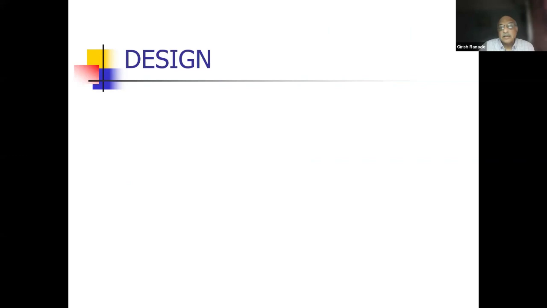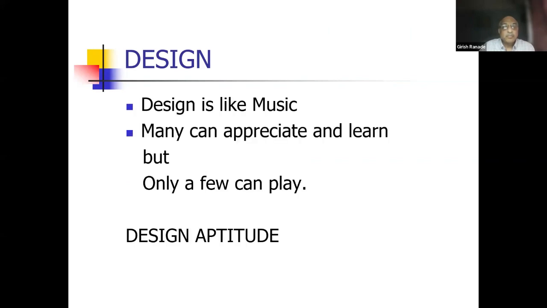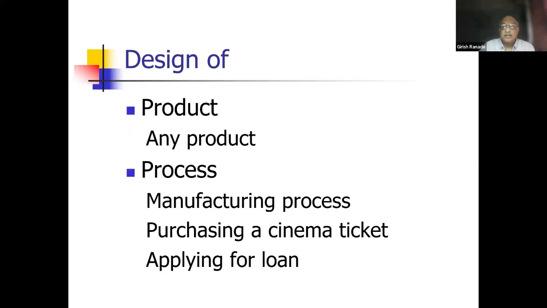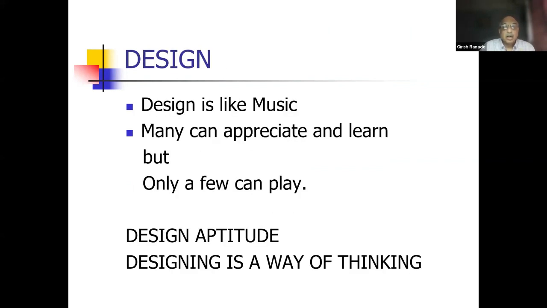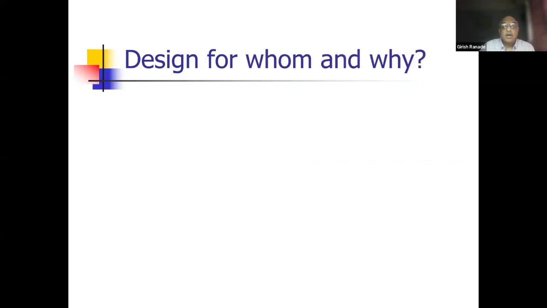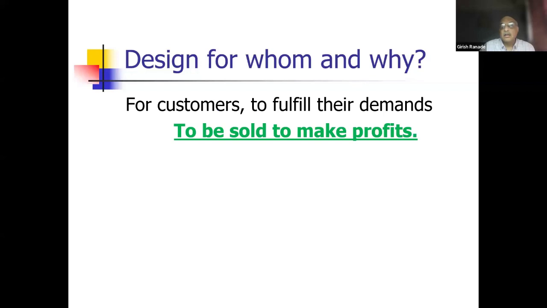Now these are a few slides about the design process. I will rush through them because there are a lot of knowledgeable people here. I feel design is an aptitude and it is a way of thinking. So I'll just rush through the design part of it. So basically, what is firm in my mind is that design is for customers to fulfill their demand, and it has to be sold to make profits. That is the bottom line. I mean, it is not to prove that I am a good designer. It is to be sold to make profits.